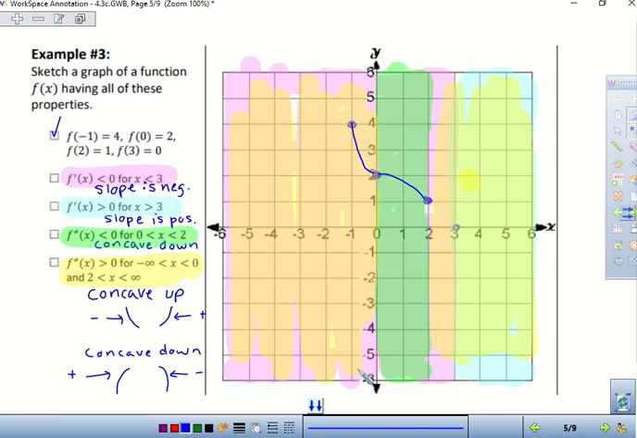X squared. Yes. That looks like... It looks like x cubed. That's what I meant.